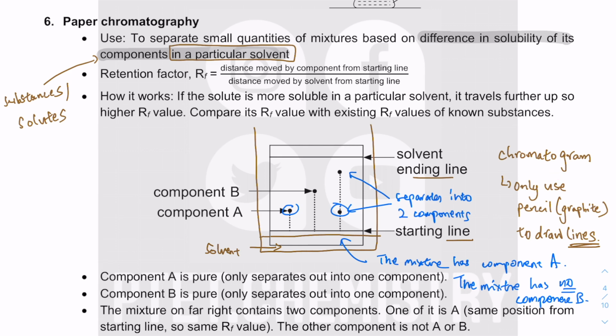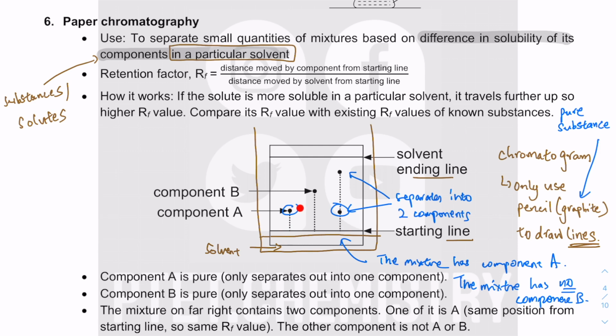All right, so we have to draw it with pencil as well, and that's because pencil made out of graphite is a pure substance. We don't use ink because ink is a mixture. Ink is a mixture, it's something dissolved in water. If you use ink to draw the lines, the ink itself will separate out.